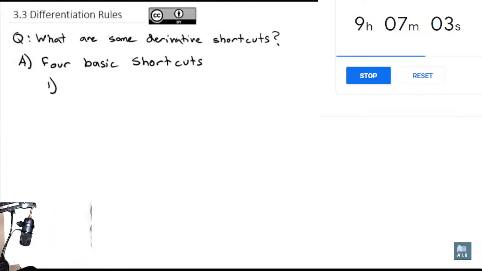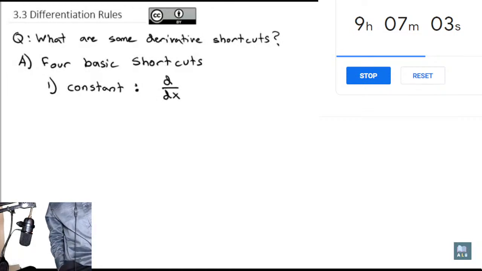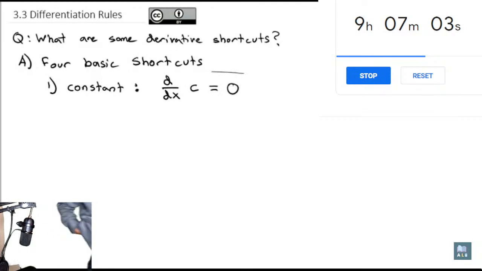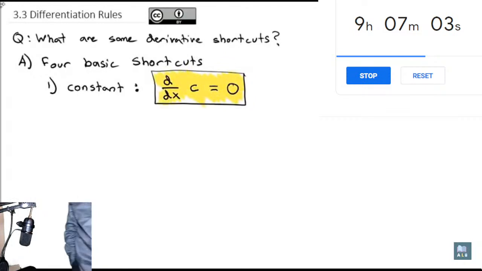The most basic is the constant shortcut. And the idea of the constant shortcut is if we take the derivative, d dx is the alternative notation for a derivative, the derivative of some constant or some number, we're always going to get 0 for our answer. Because a constant is a straight line, and the derivative of a straight flat line is 0. So for example, if I wanted to calculate the derivative of 5, a constant, well, that's just going to be 0 because 5 is not changing. It has a slope of 0.